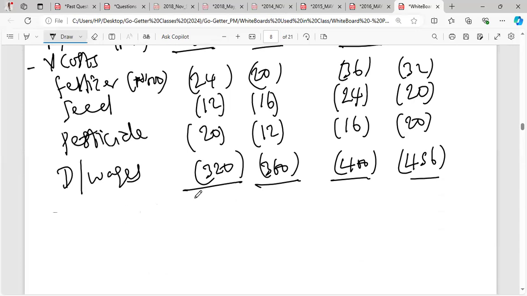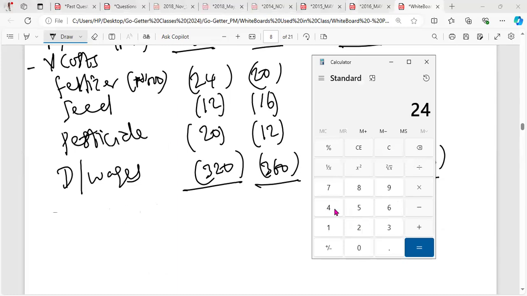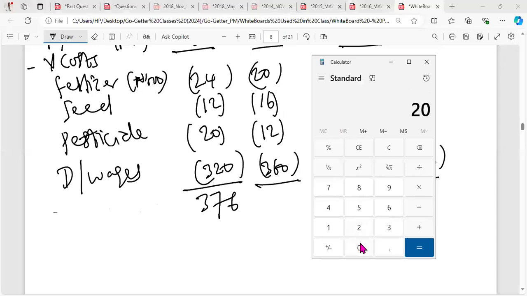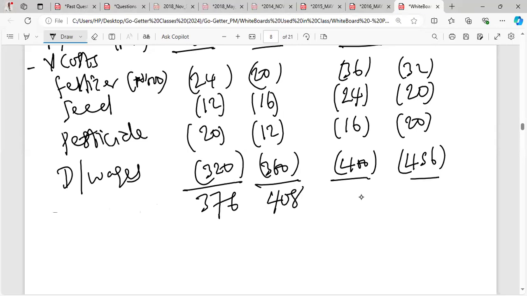All of these figures here, let's add them together. We have 24 plus 12 plus 20 plus 320. That gives me 376. I have 20 plus 16 plus 12 plus 360. I have 408.